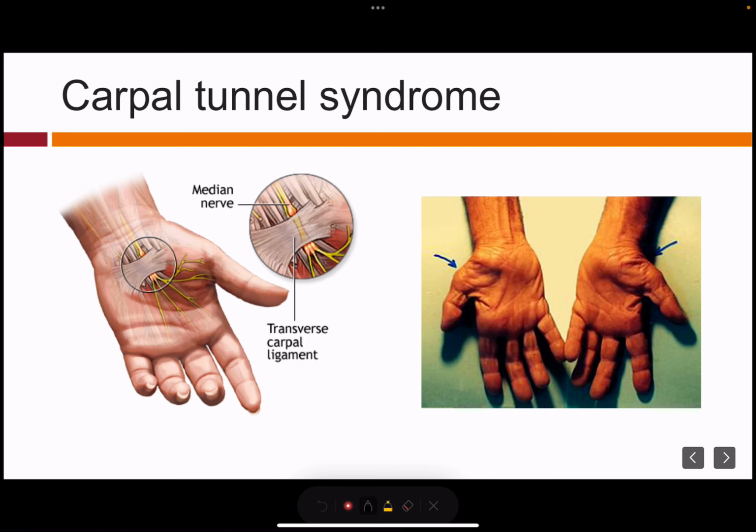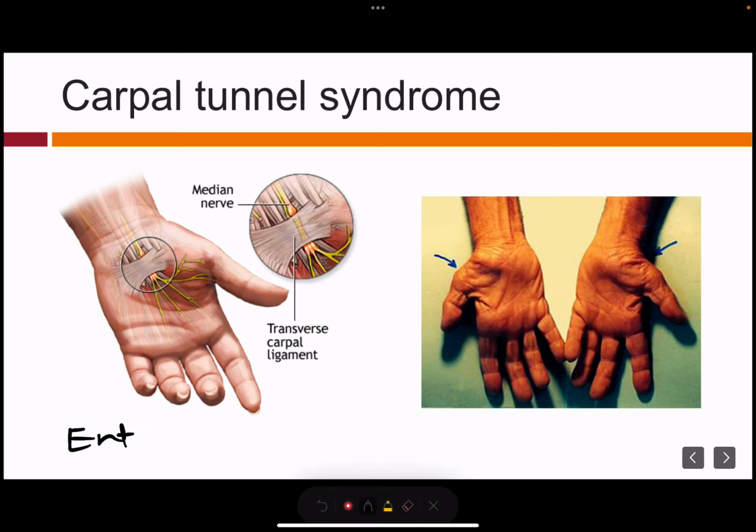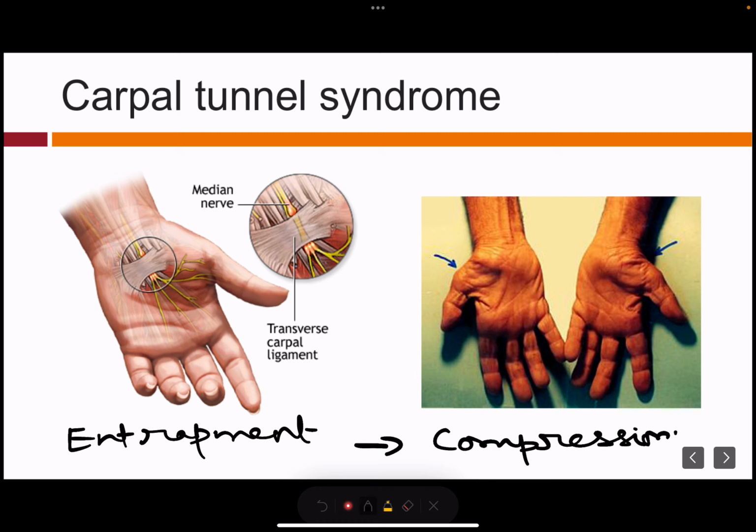Now let us talk about something called carpal tunnel syndrome, which is very important. What is carpal tunnel syndrome? This is due to the entrapment of the median nerve, and basically compression of the median nerve following that. This is caused by the long continued swelling of the synovial sheaths. We know there is the ulnar bursa, there is the radial bursa, right?